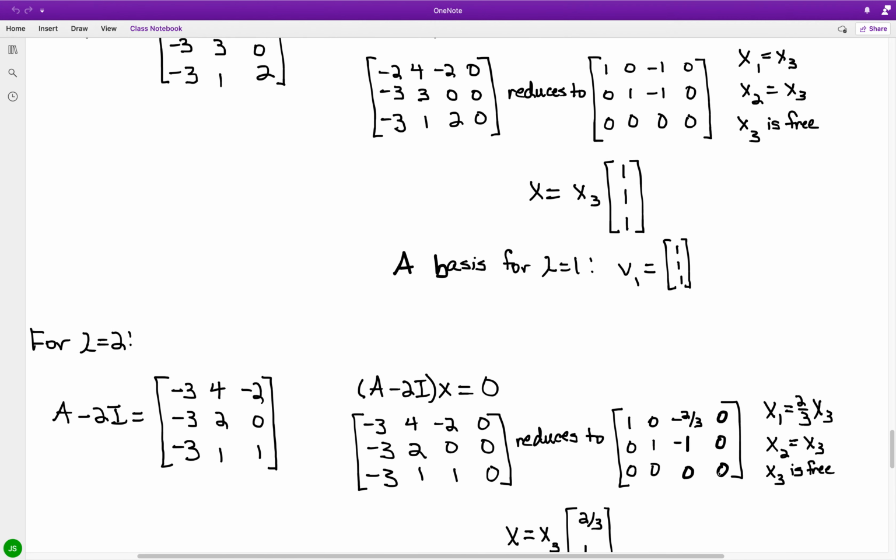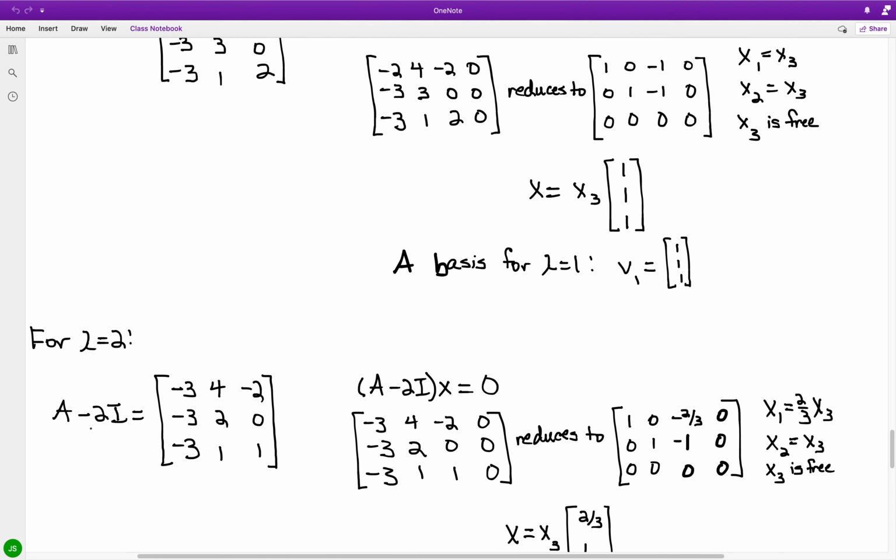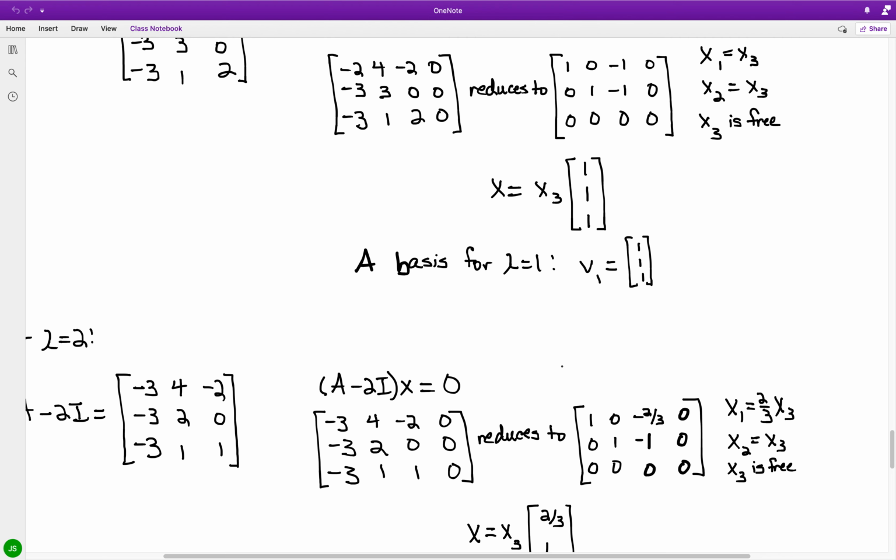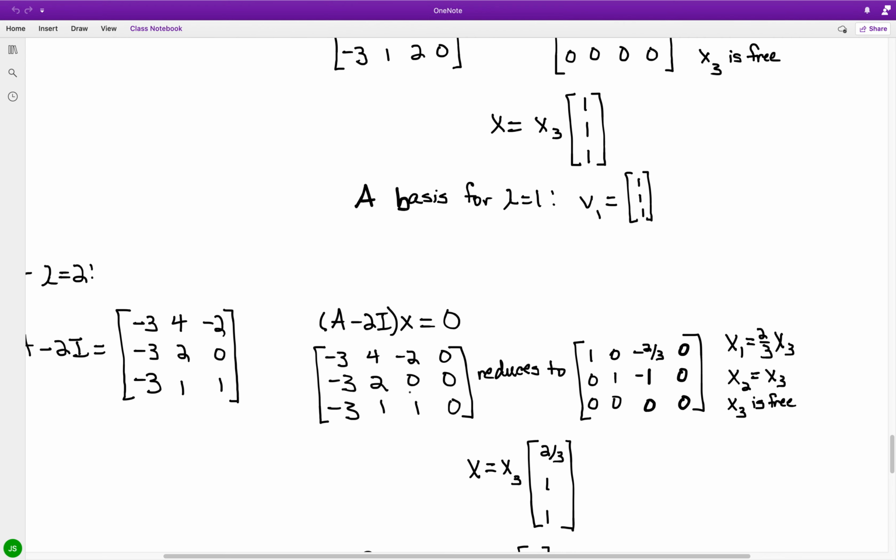Now for lambda equal to 2, we have our A minus 2I. So we have negative 3, negative 3, negative 3, followed by 4, 2, 1. And the last column we have negative 2, 0, 1. And taking this difference, multiplying by x, setting to 0, and expressing as an augmented matrix, we had the augmented matrix in reduced form.